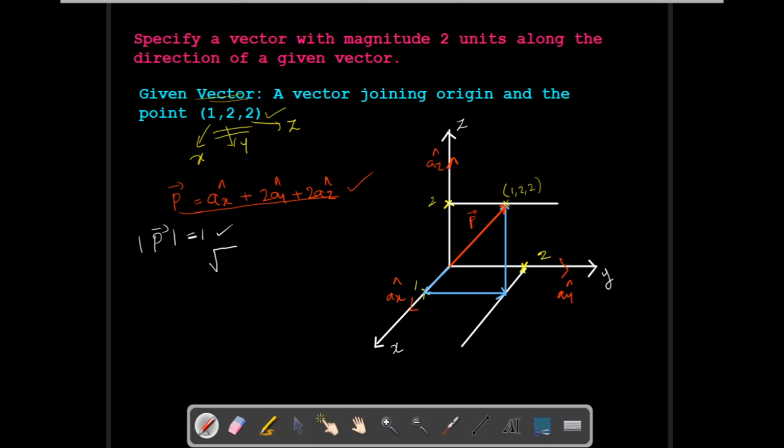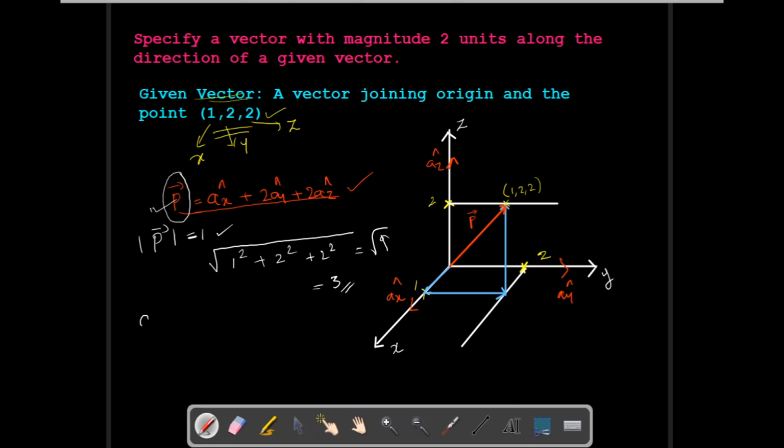So how to find the magnitude? It is the square root of px square, that is 1 square, plus py square, that is 2 square, plus 2 square. So I get the square root of 9, which is nothing but 3. But this is not equal to 1. So from the given points I have found this vector, and now I know that it is not a unit vector. So what is my duty now? I need to find the unit vector in the direction of this p vector.